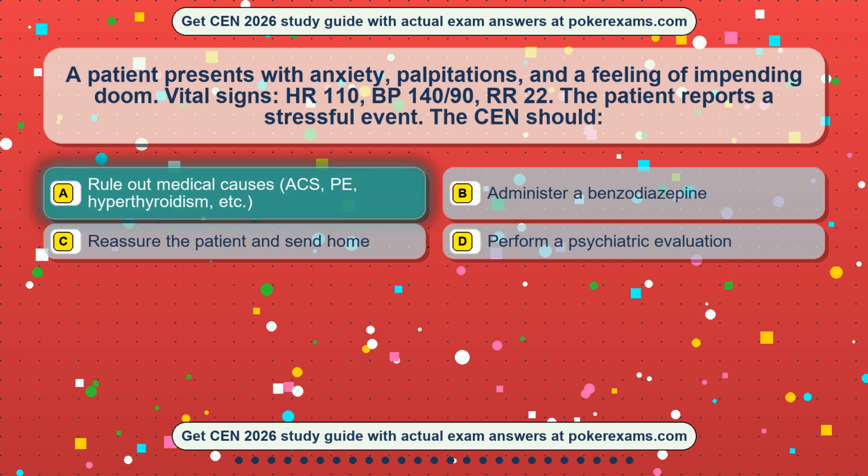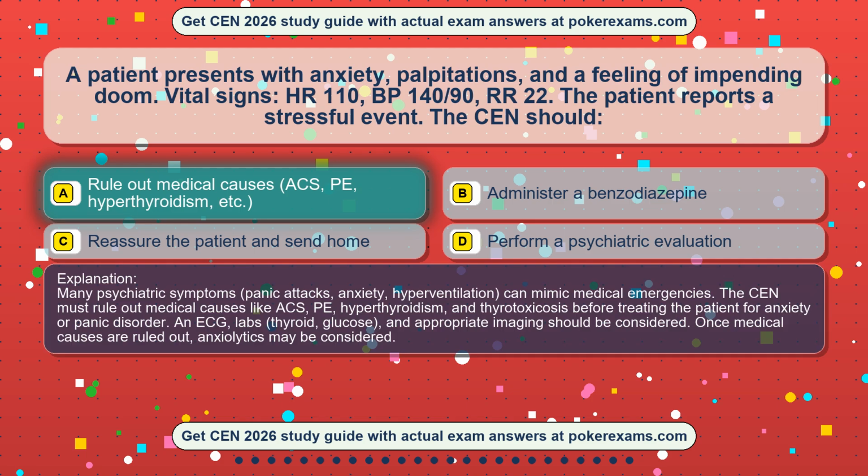The correct answer is option A. Rule out medical causes, ACS, PE, hyperthyroidism, etc. Many psychiatric symptoms, panic attacks, anxiety, hyperventilation, can mimic medical emergencies. The CEN must rule out medical causes like ACS, PE, hyperthyroidism, and thyrotoxicosis before treating the patient for anxiety or panic disorder. An ECG, labs, thyroid, glucose, and appropriate imaging should be considered. Once medical causes are ruled out, anxiolytics may be considered.